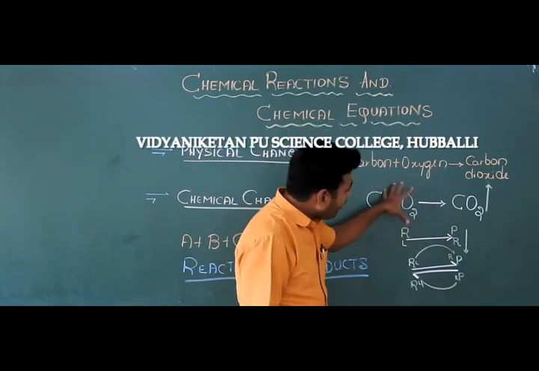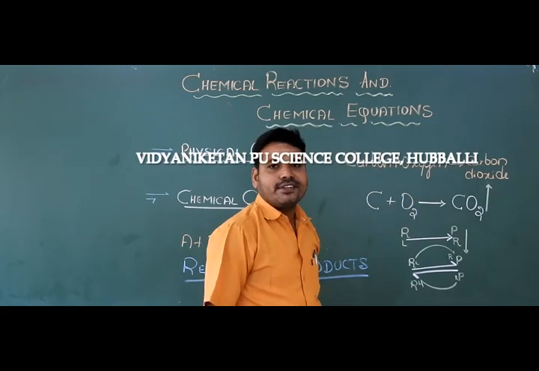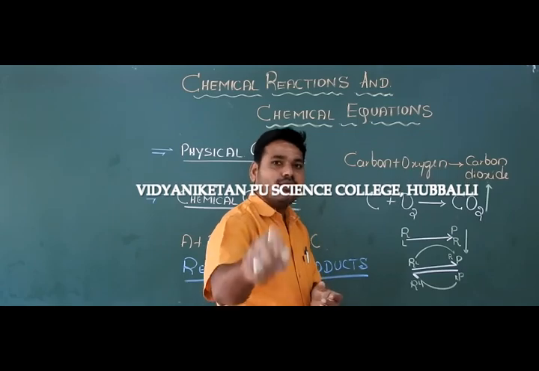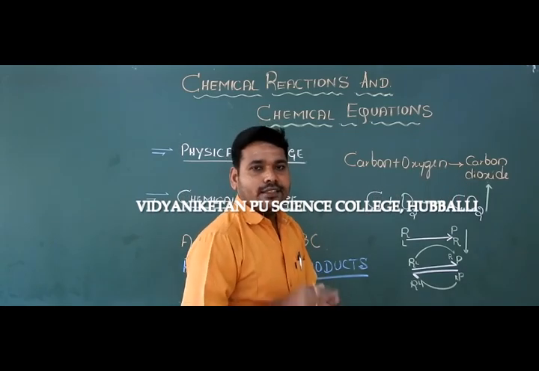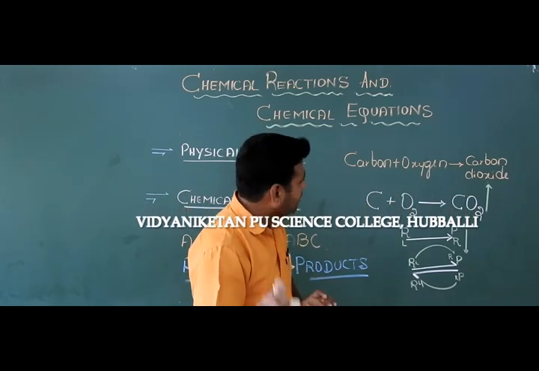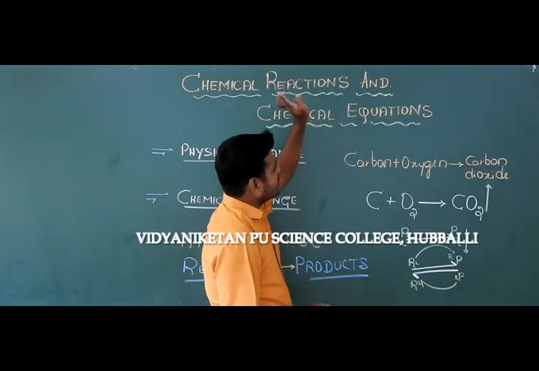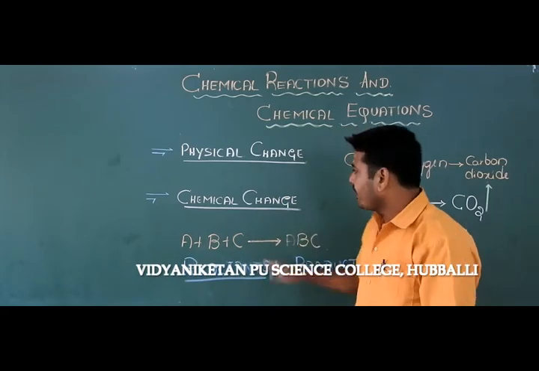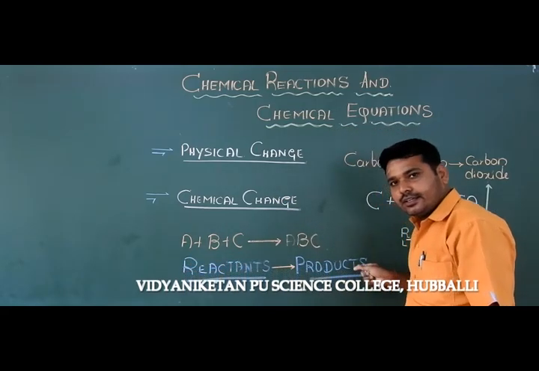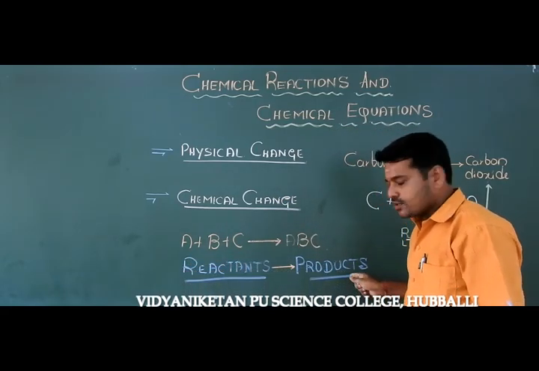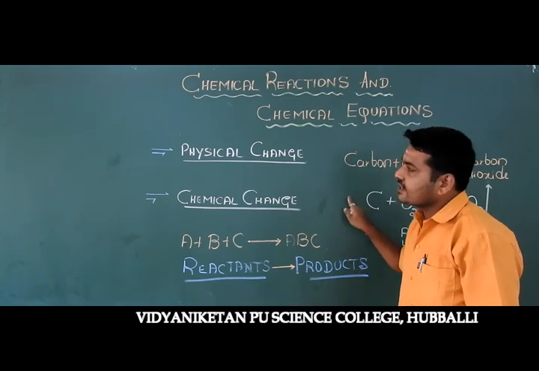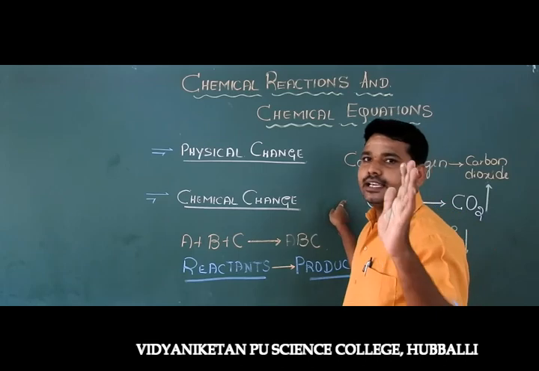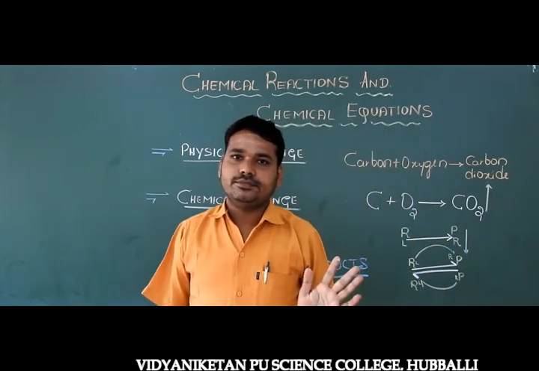Okay, so this is all about the symbolic representation of a chemical reaction, students. Just tell me what is meant by chemical equation. The symbolic representation of chemical reactions is called a chemical equation, students. Is there any doubt in this concept? Is it clear? Okay, so I'll stop here only. In the next class we'll discuss the types of chemical reactions and an example for each type. Okay, thank you.